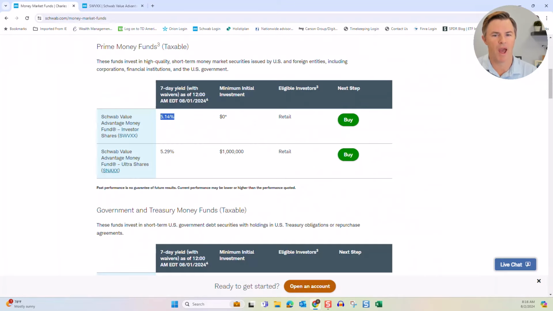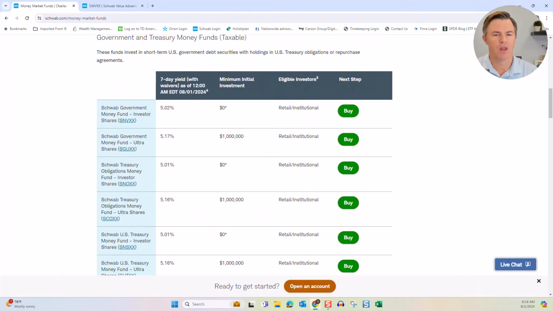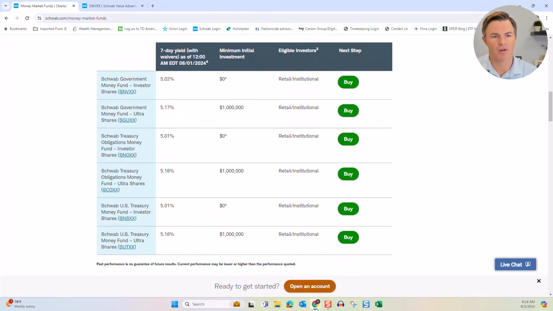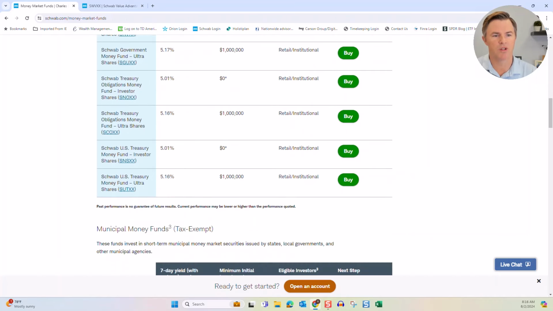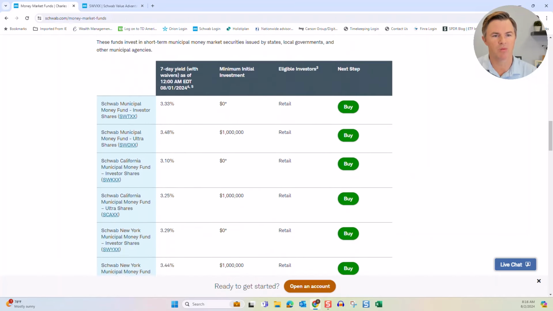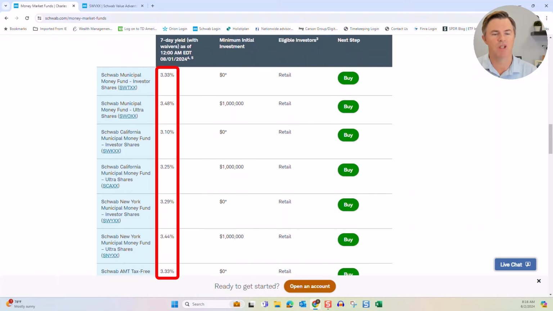Now, if we go back and we scroll down a little bit further, there are other money market funds that are available as well. We have other funds that focus more on government bonds. This is the SNVXX that just invests in government bonds. There are ones, if we go further down, that are municipal bond funds. So you can see the municipal bond funds pay lower interest than the other ones because this is municipal bond interest. So why might you want to buy one of these funds?